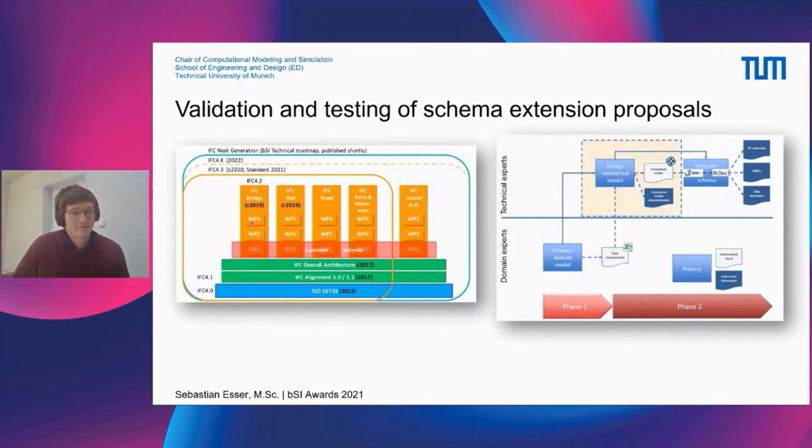And after that, also the IFC rail, the road, and the ports and waterways projects were placed and carried out. And I assume most of you will know that we currently have the voting process over the 4x3 standard, which is hopefully the next ISO certified one. Tunnel is also in the scope and is also running. I think there's also a parallel session right now.